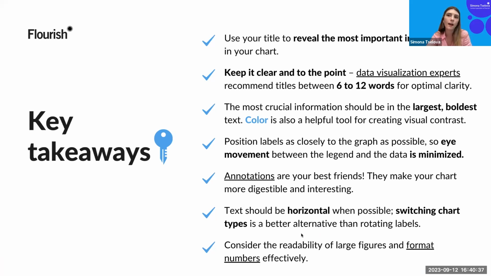And last but not least, consider the readability of large figures and format numbers effectively, because it will definitely be easier for someone to grasp that you're talking about 7 billion 0.5 as opposed to writing 7503, etc. And if you would like to be precise and very specific, especially when it comes to numbers, because obviously this is quite important in certain circumstances, again, utilize the pop-ups of every point to specify the biggest number, but don't overcrowd your axes.